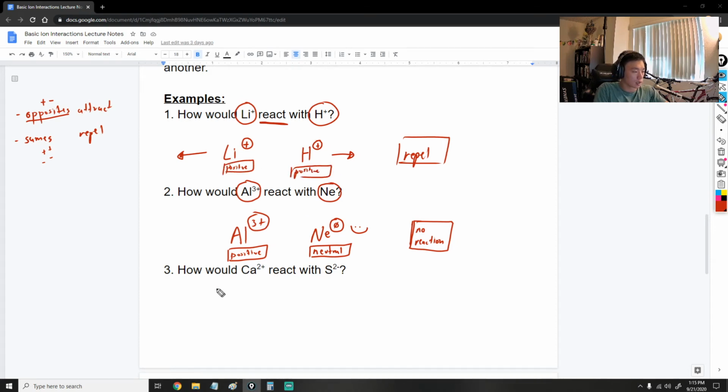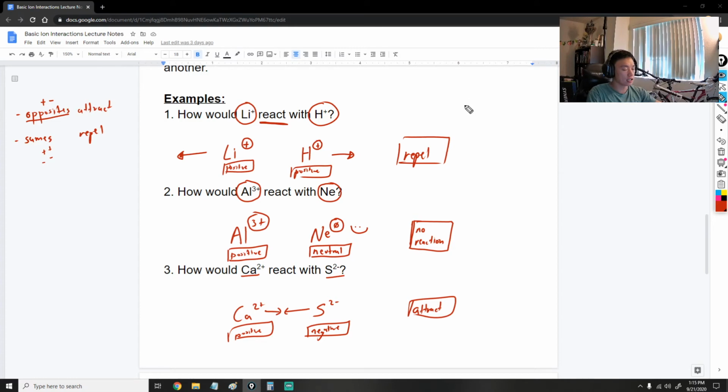All right, last example for now. We have Ca2+ and S2-. Let's look at the charges. Calcium is going to be positive, right, because it's positive 2. And we have sulfur, which is 2 minus, which means that it's negative. So here, let's look at our rules. Opposites attract, same repels. Are they opposites or are they the same? They're obviously opposites, positive and negative. So they're going to like each other and they're going to attract one another.